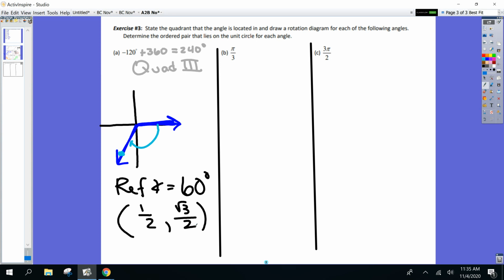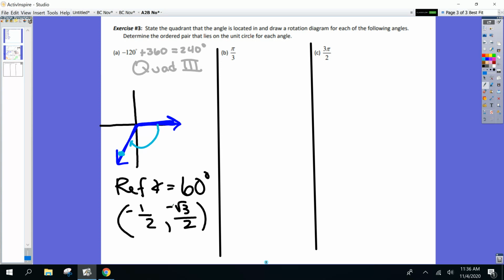But pay attention. What quad was I in? We were in quadrant 3. What do you know about the X and the Y's in quadrant 3? They're both negative. There you go. Good job. So make sure they're both negative, please, because we were in quadrant 3 to begin the problem.